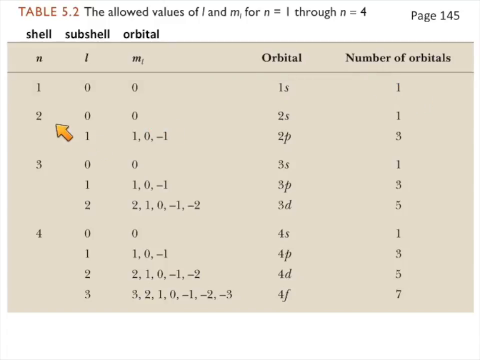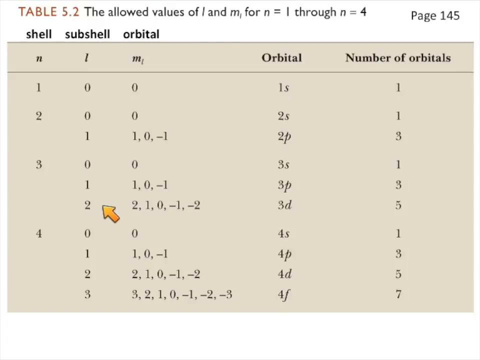Now if your n equals 2, L can go from 0 to 1. If L equals 0, you still only have one of them, and that's called the 2s orbital. If L equals 1, then m sub L can go from -1 to +1, and we call this the 2p. So on and so forth. I'll talk about n equals 3.